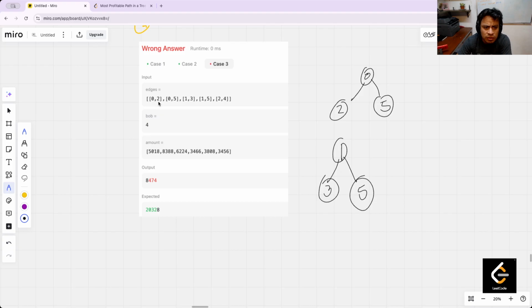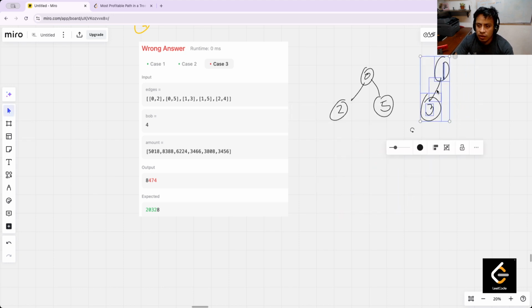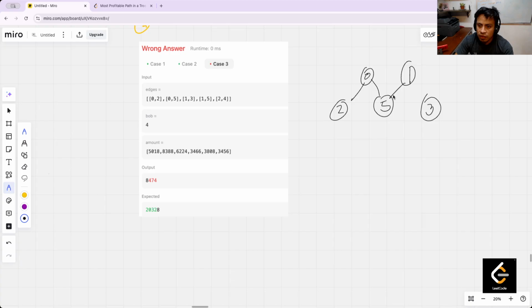0 with 2. 0 with 5. 1 with 3. 1 with 5. This is the parent of this and this. And 1 is parent to, and 2 is the parent of 4.